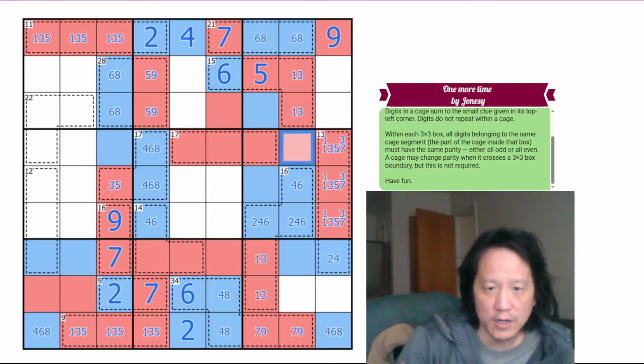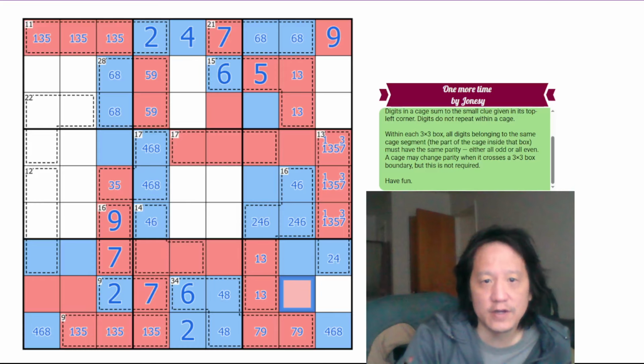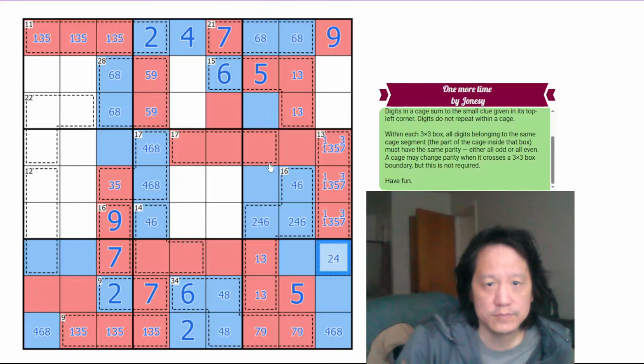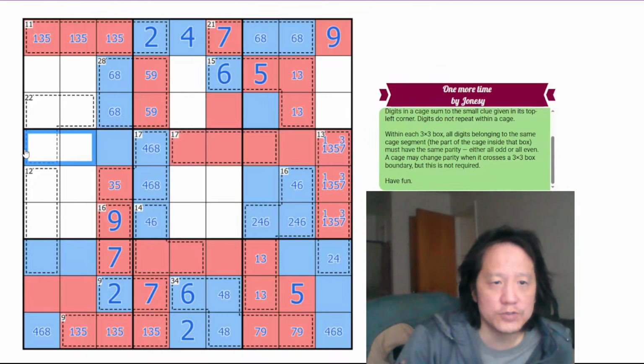So this must be odd and odd. And that leaves this as a 5. We have 5 odd digits in row 8, so this must be even. We have 5 odd digits in row 4, so these two must be even. Therefore, since this is even, these must be the same parity.